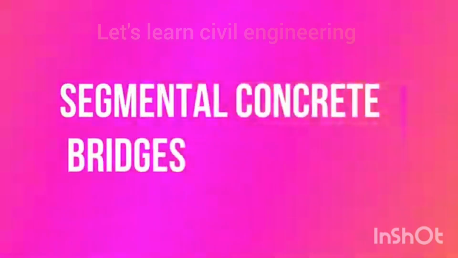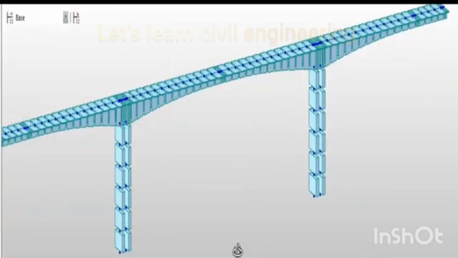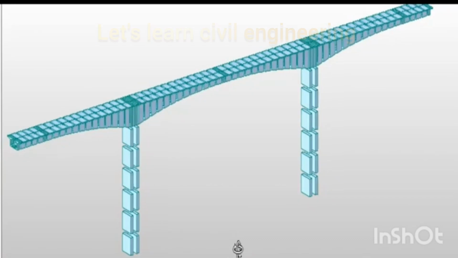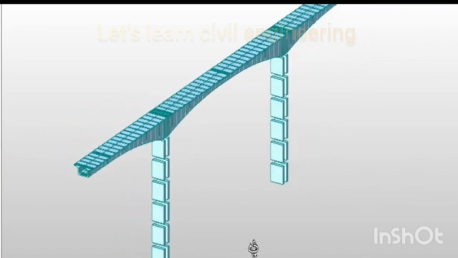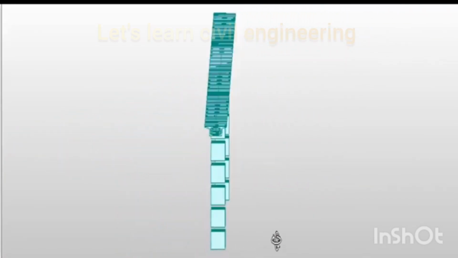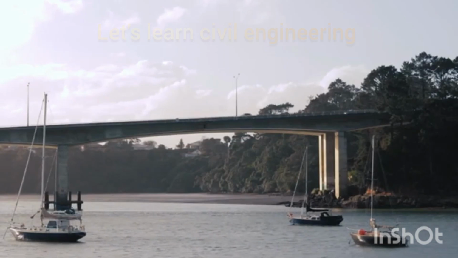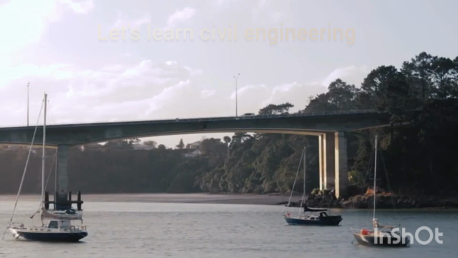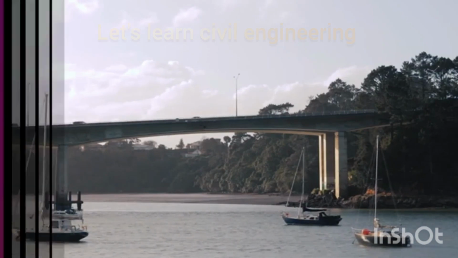Segmental concrete bridges. These bridges are constructed by assembling smaller pieces of concrete members called segments, using post-tensioning tendons to form a bridge structural system, either superstructure or substructure. These segments can be produced by cast-in-place, precast or prefabricated methods.